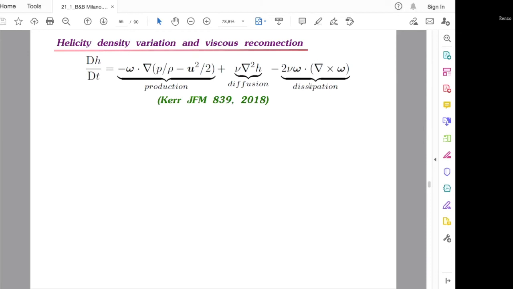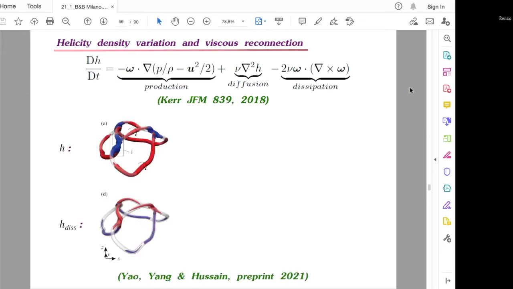So this is called superhelicity in certain circuits. I'm happy to show you a very recent result I got from Hussein's simulation. This is a piece of work that I believe has been submitted to JFM very recently, and this is a collaboration with Yao and Yang from Peking and Fazil Hussein in Texas.